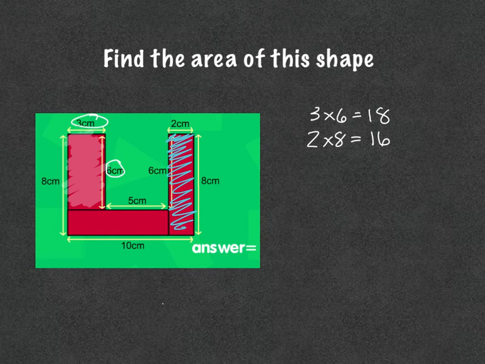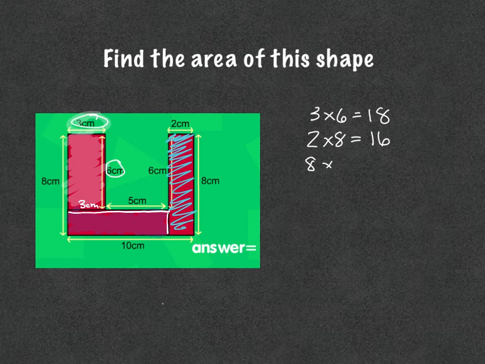So if we look at this one, it's a little bit trickier because we have some unknowns going on here, right? So if we look at this rectangle right here, we have 3 centimeters as our height there, which means this is also 3 centimeters, right? So the length of this rectangle is 8. 5 plus 3, which is 8.